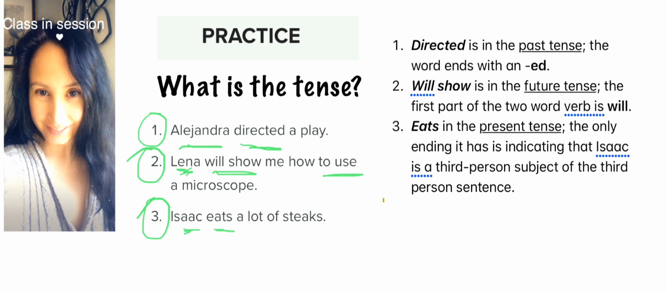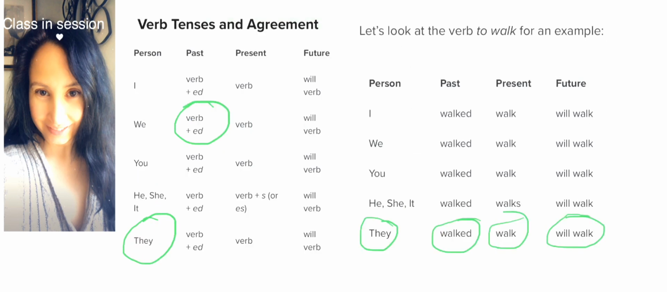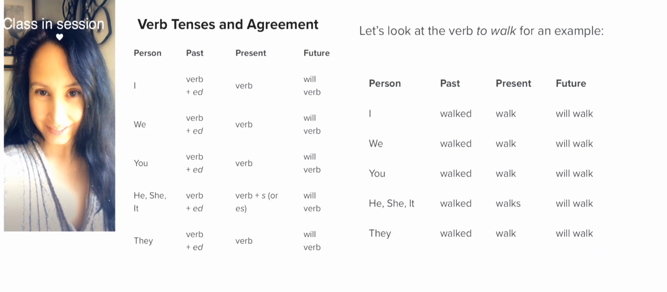Okay? So here are the rules again. Past tense, we add ed. Future tense, we add will. The present tense, depending on which one it is, just the verb unless it's he, she, or it. Then we just add an s or an es.